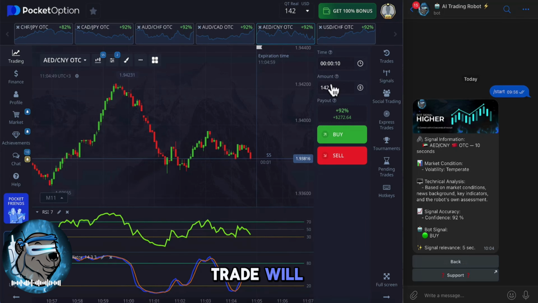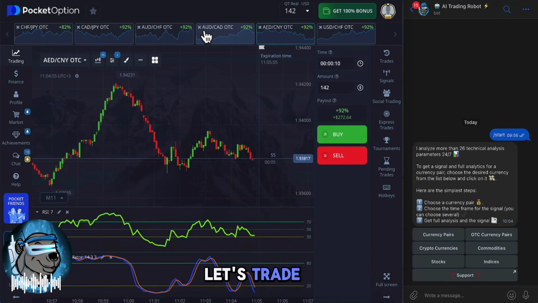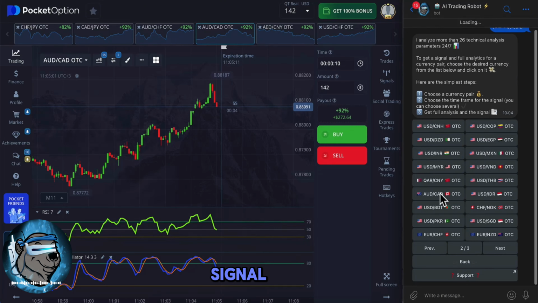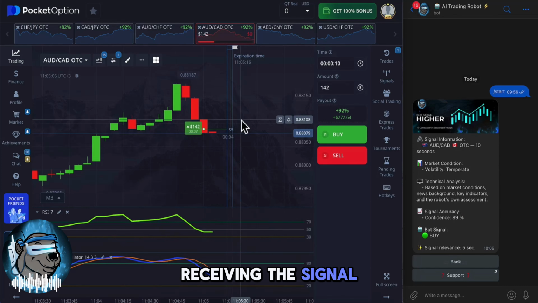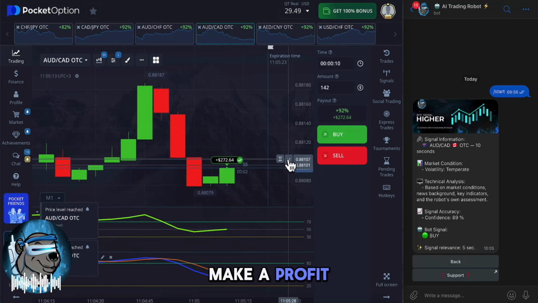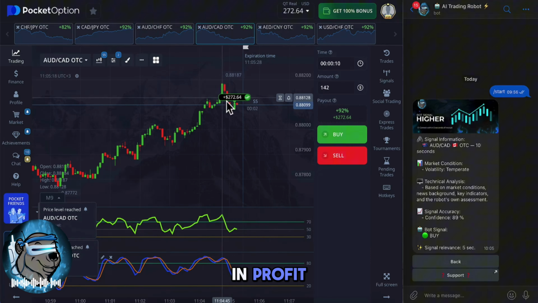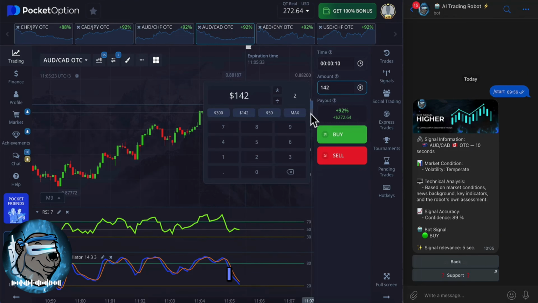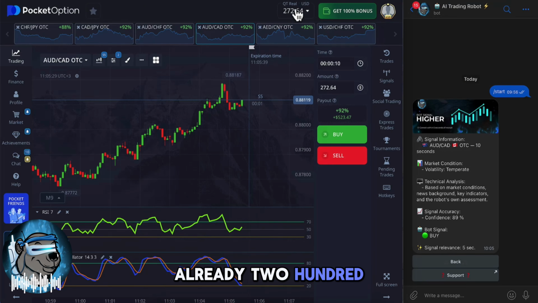So the next trade will be open for $142. Now let's choose an asset. Let's trade the Australian dollar and Canadian dollar again. We select this asset and start the signal for 10 seconds. Buy. I open a buy trade after receiving the signal. Now, the goal is for the price to trade above my entry point so that I make a profit on this trade. And that's exactly what happened. This trade closed in profit. I made a profit. Now my total capital is $272. I want to remind each of you that initially our trade was for $50 and now it's already $272.